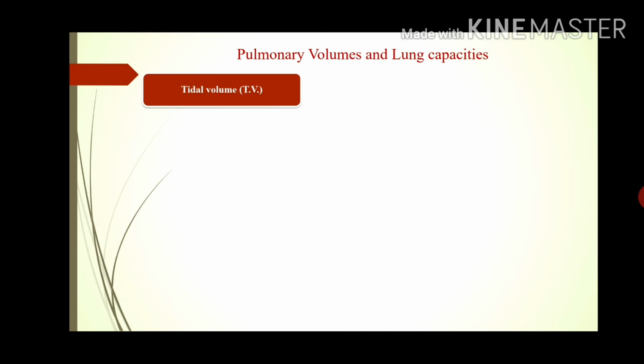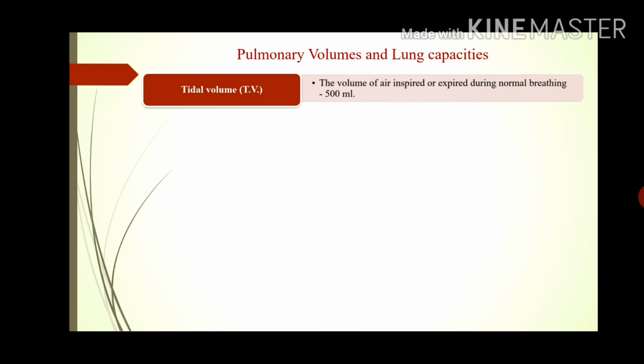We are going to see about the various pulmonary volumes and capacities. The first one that we are going to study is the tidal volume. It is the volume of air that you normally breathe in and out, that is around 500 ml.